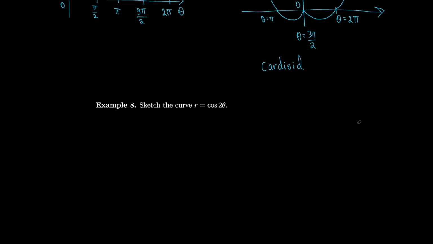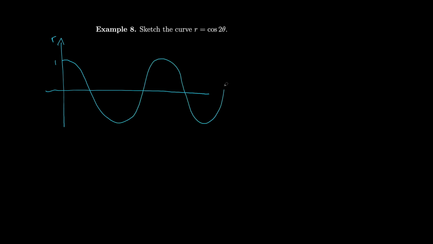Let's try another example where r equals cosine of 2 theta. In this case, we will draw cosine and then use that to help us draw our polar curve. So here is r, we'll put our theta axis. Cosine starts at 1, and then it goes down, and then up, and then down, and then up. So it looks something like that. It completes 2 cycles by 2 pi because it's going twice as fast, since theta is being multiplied by 2. So I'll put 2 theta over here, and then this is theta.